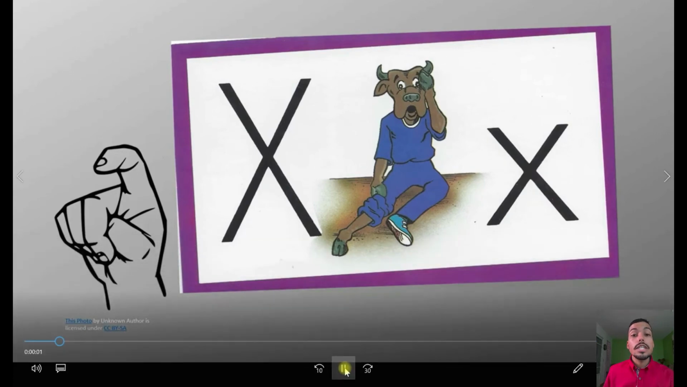Ox reads, Ox reads, X, X. X reads, X reads.